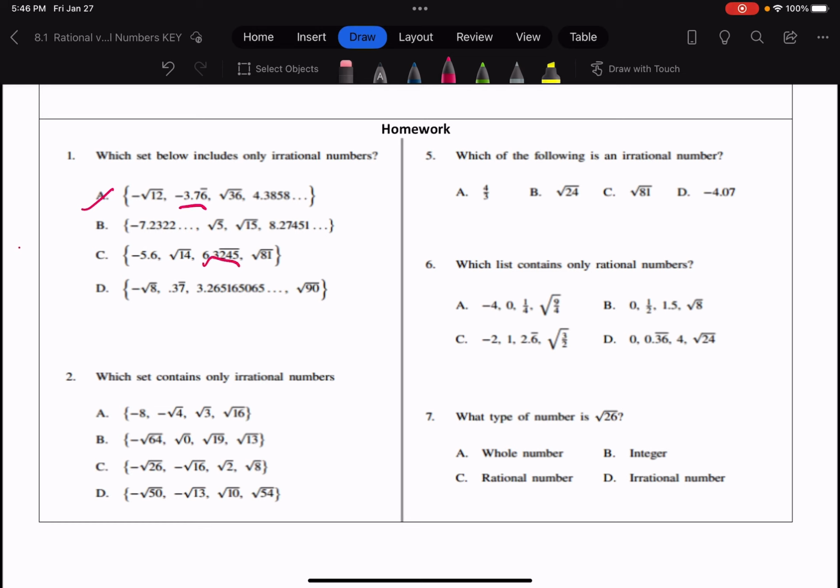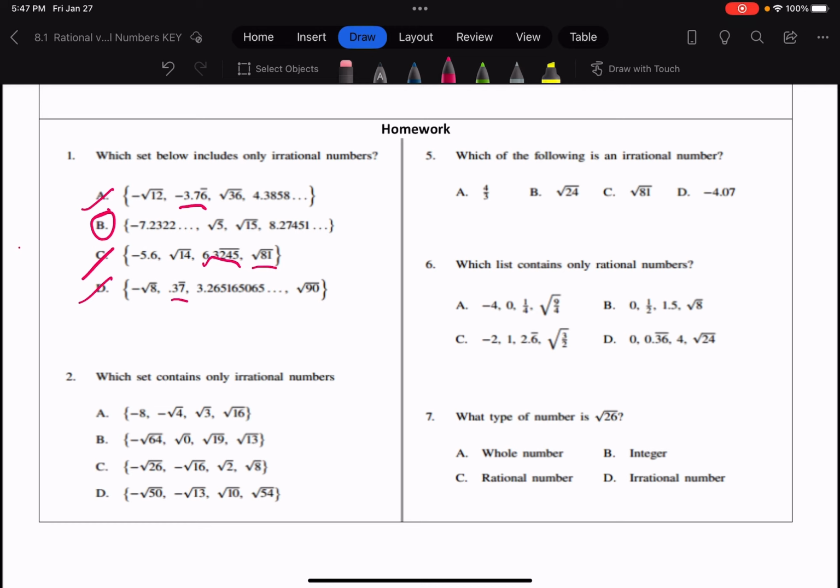C has a repeating decimal and it has the square root of 81, so C has rational values in it. And also D has a repeating 7 there, so it also contains rational values. So B would be the correct answer choice.